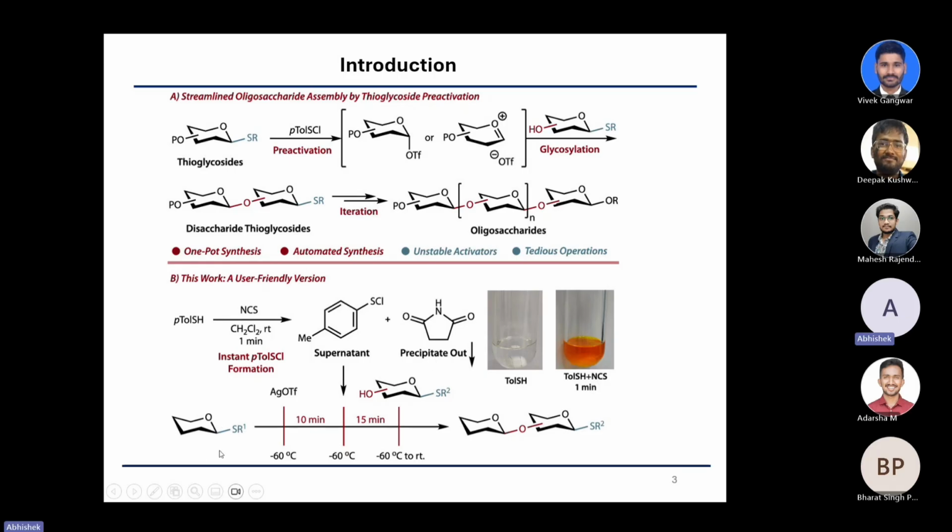Then starting from this thioglycoside, which is activated by silver triflate at minus 60 degrees Celsius, the reaction is left for 10 minutes. Then the supernatant that was formed is added at minus 60 degrees Celsius, and again this reaction is left for 15 minutes. Then finally, reaction with the acceptor at minus 60 degrees Celsius to room temperature, and the disaccharide is formed.